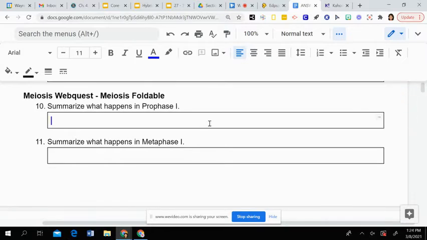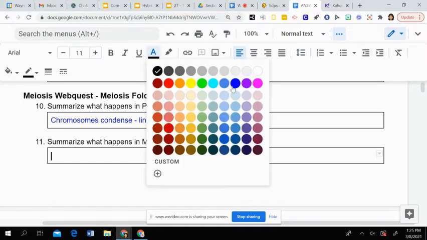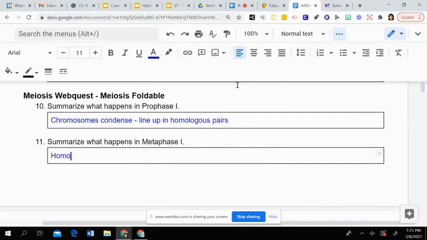All right. Going through the steps here, I'm going to summarize for you. In prophase 1, this is where chromosomes condense. They line up in homologous pairs. Metaphase 1, the homologous pairs move to the center of the cell.